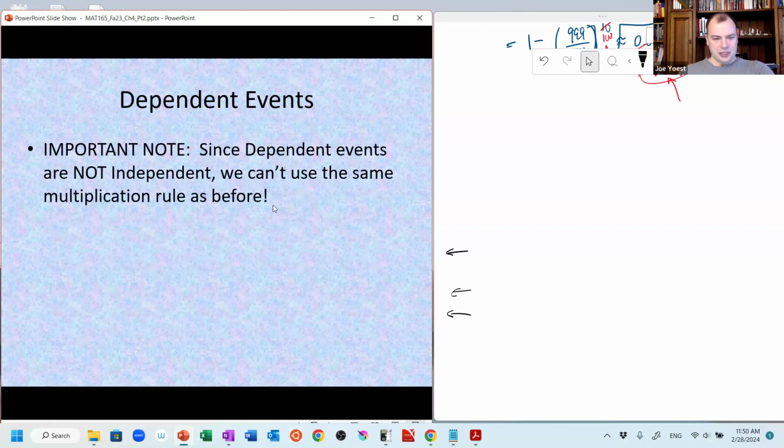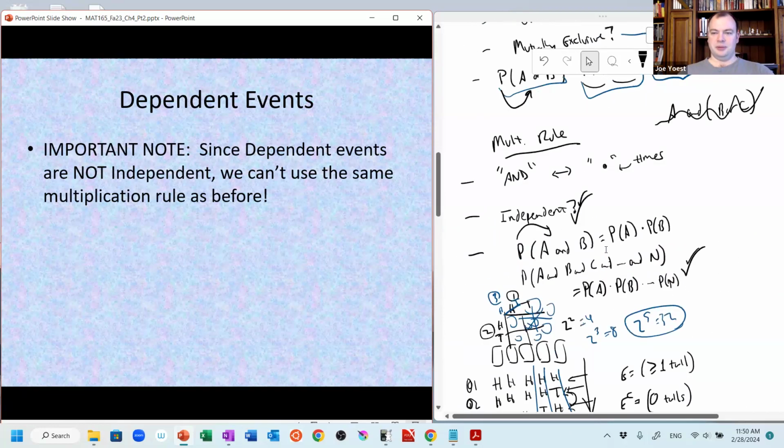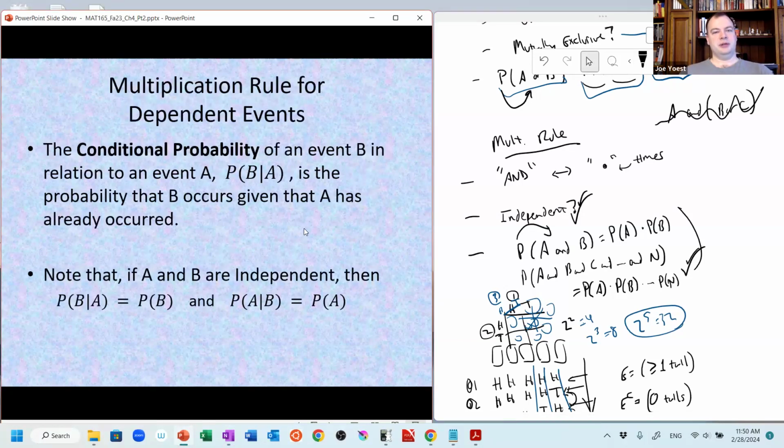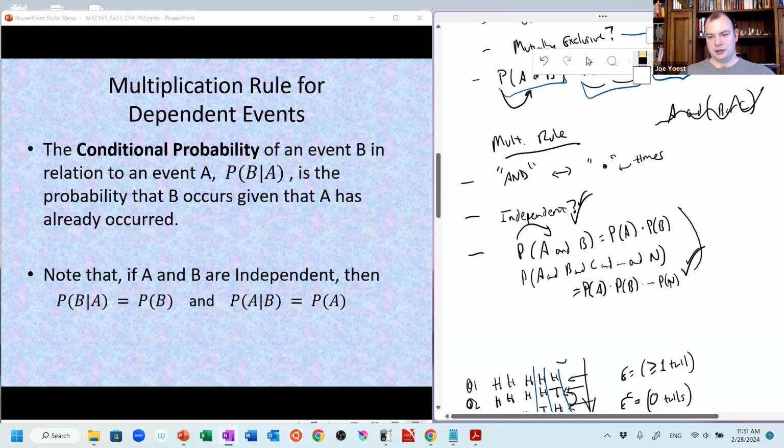It almost goes without saying, but since dependent events are not independent, we cannot use the multiplication rule for independent events. So we have another idea that will allow us to adapt the multiplication rule for independent events to a scenario where we have dependent events. And let me just clean some of this up a little bit up here.